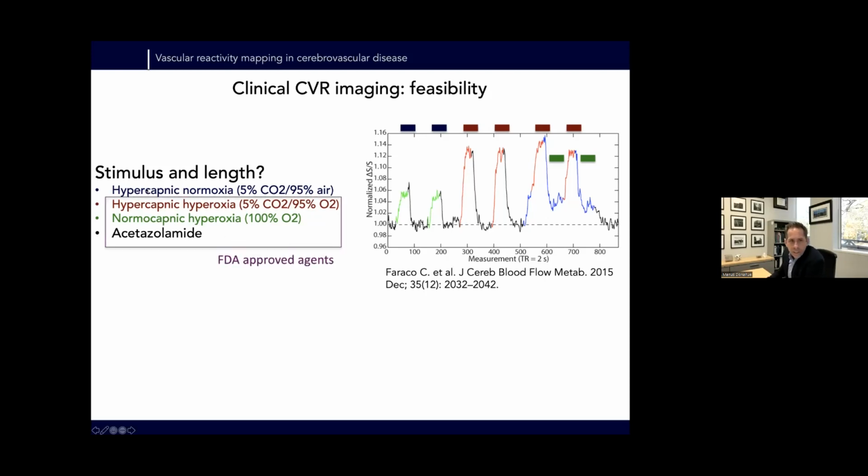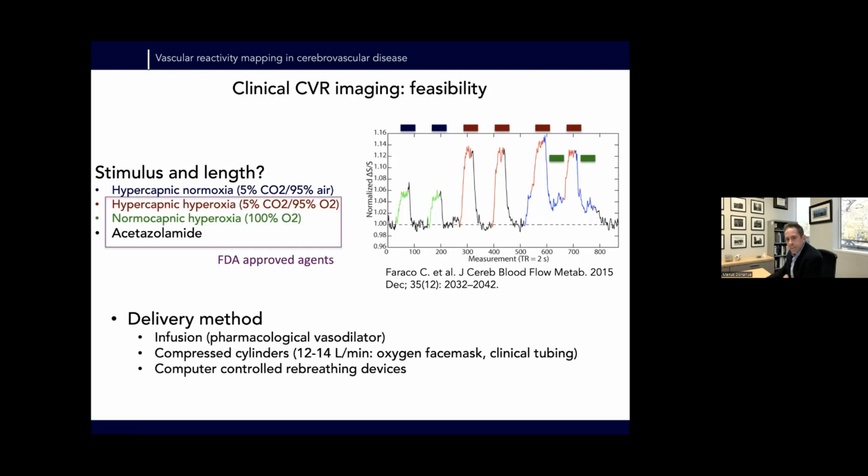So why would you want to give anything other than hypercapnic normoxia? It's more complex, and that's true. The reason is because all of these agents here are FDA-approved agents. They're approved agents, drugs that you can give to patients. They're used off-label in the sense of imaging, but they're not something that is a research drug.